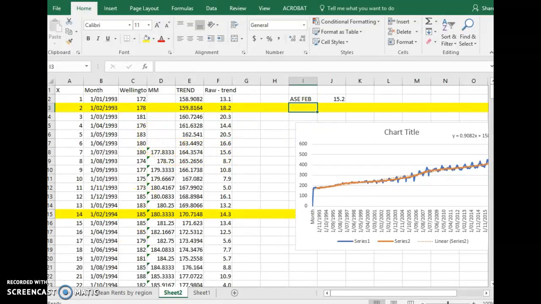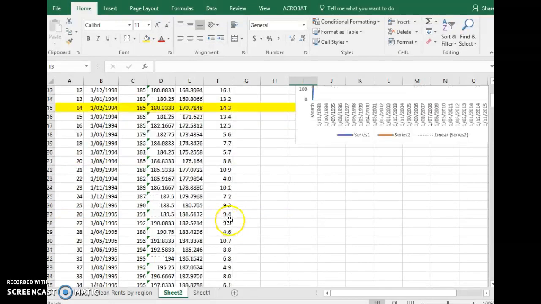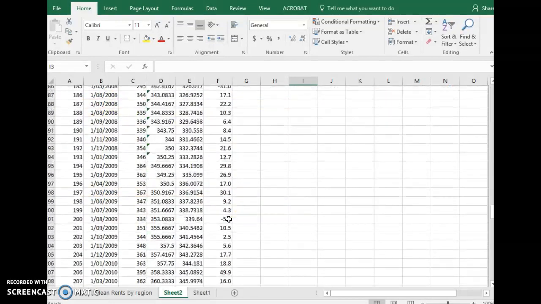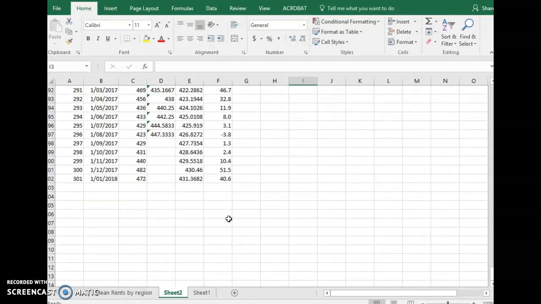And to find the actual prediction, I'm going to add $15 plus $431. So my prediction for Wellington next month, or this month rather, is $400.46. 446 is the average rental income. No, the average cost of rent in Wellington.